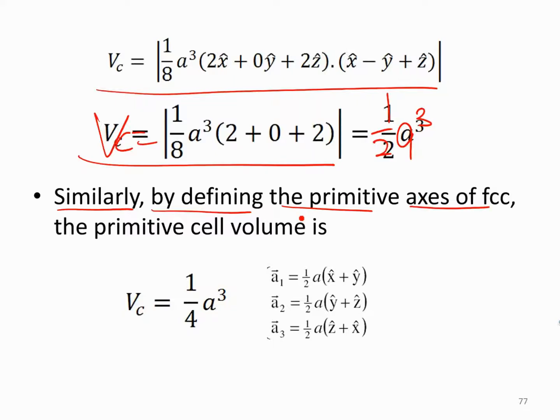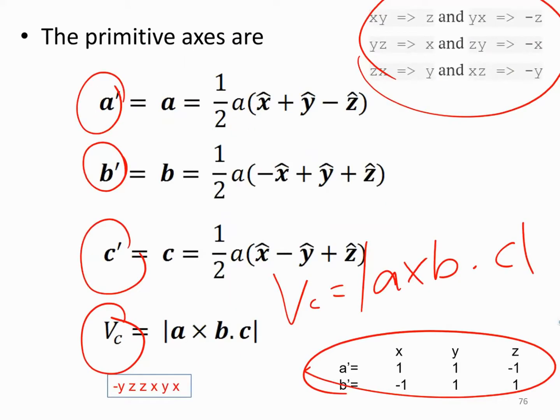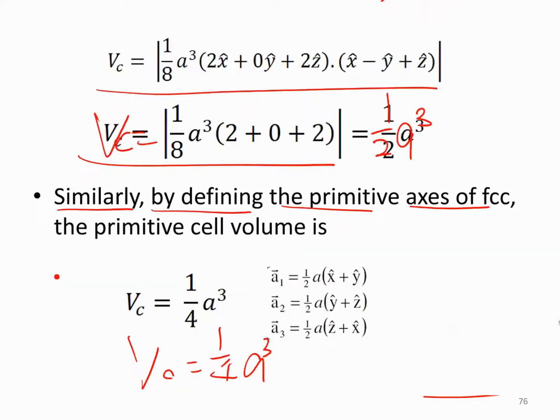For FCC, you can also get the primitive cell volume. For BCC it equals 1 over 4 A cubed. Okay, the primitive vectors for the body centered cubic are this one, and for face centered cubic this one.